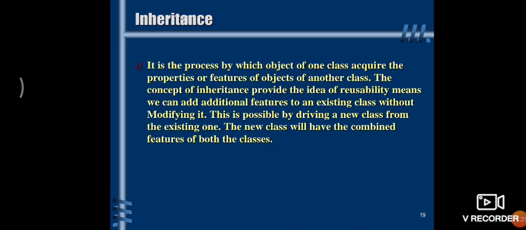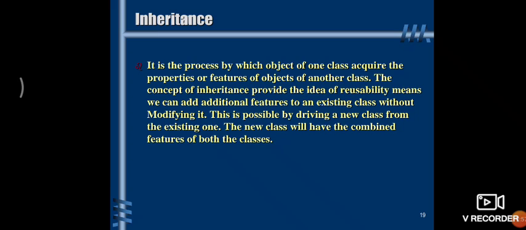Now it comes to inheritance. What is inheritance? It is the process by which an object of one class acquires the properties of another class. The concept of inheritance provides the idea of reusability, meaning we can add additional features to an existing class. Suppose you have made one class and declared some objects in it, and you want to inherit that class into another class to share the properties and state of that class. This concept comes under inheritance.